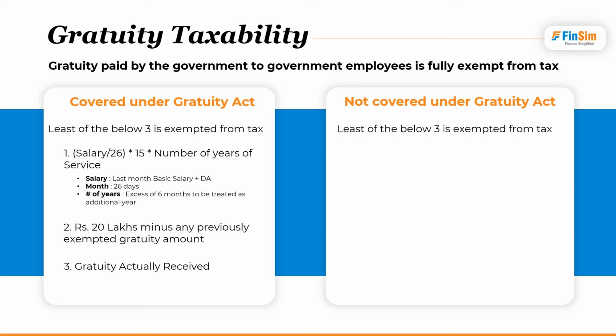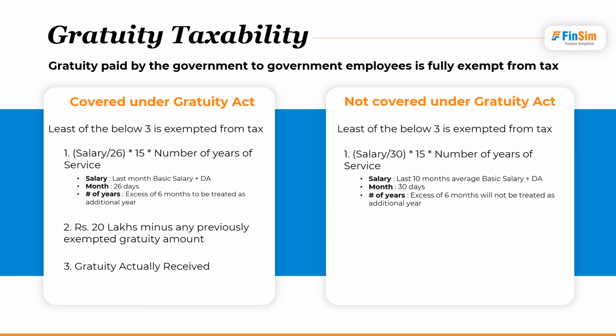For those who are not covered under the Gratuity Act, amount of gratuity exempted from tax will be least of the following three conditions. 15 days of salary for every completed year of service. We need to remember three elements while doing the calculation. Definition of salary in this case is average of last 10 months of basic salary plus DA. Number of days per month will be considered as 30. For considering number of years, any service above 6 months will not be treated as a completed year of service.